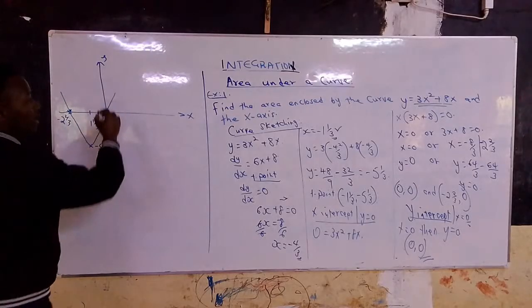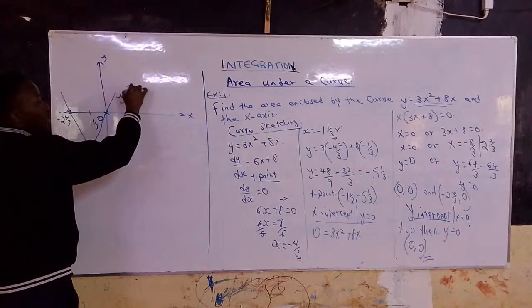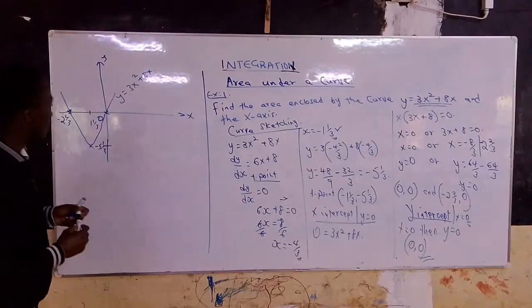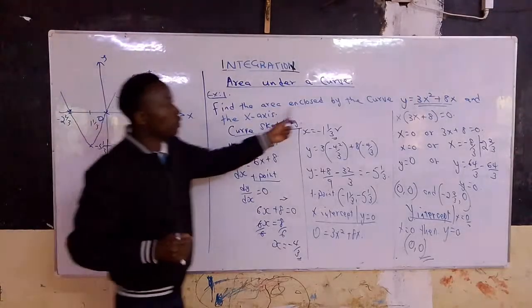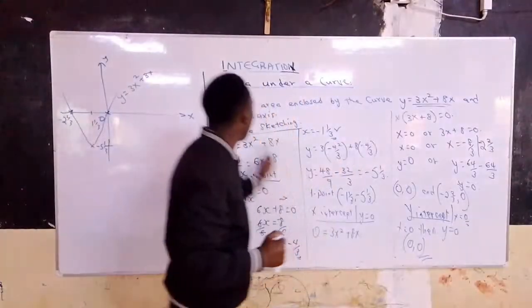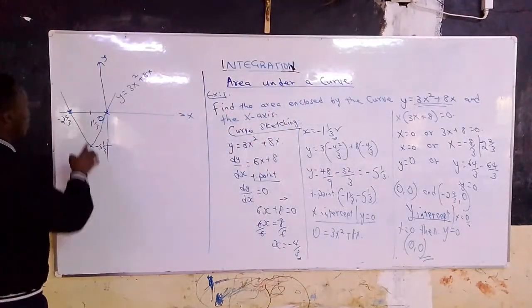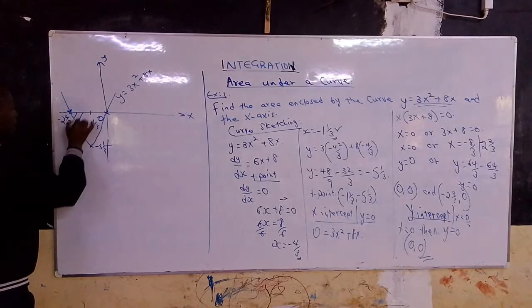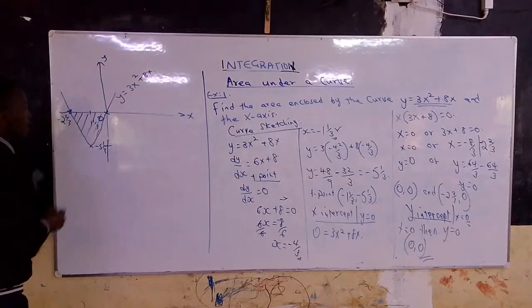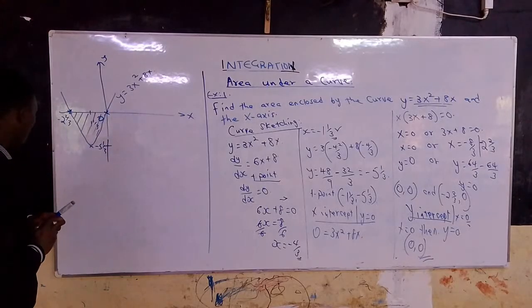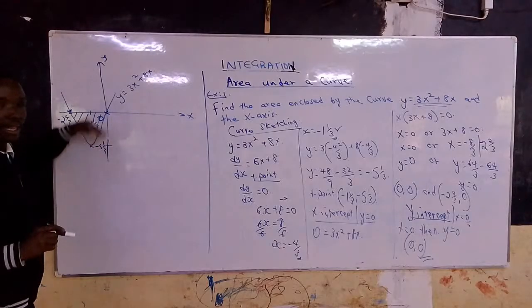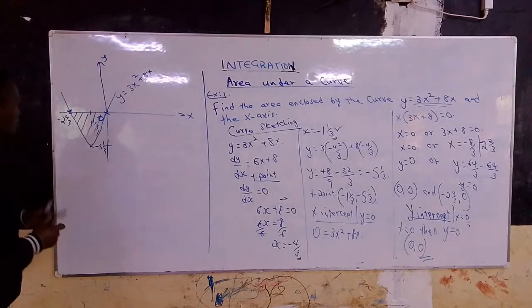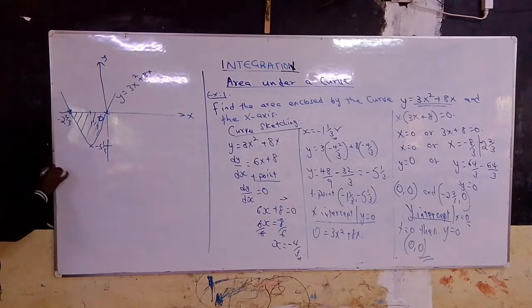And by having our curve as y is equal to 3x squared plus 8x, we can determine the area enclosed by the curve and the x-axis. And that area is none other than this one. So that is the area enclosed under the curve and the x-axis. And for us to determine that area, we are going to integrate.